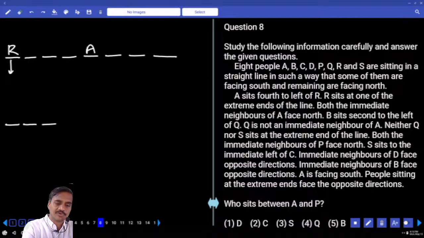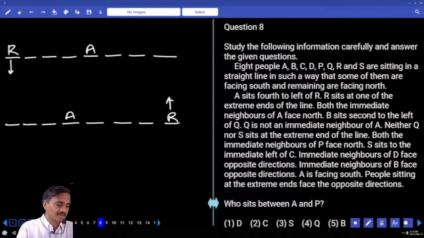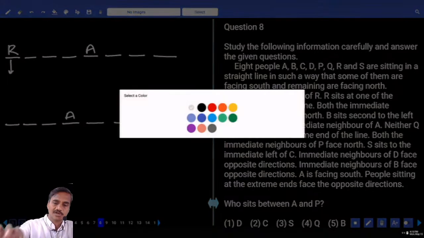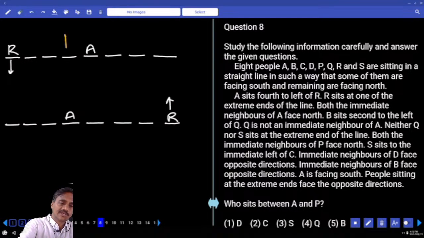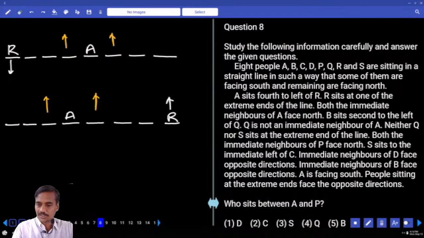Now there is one more possibility. If R is here, then A is here. Now R is facing towards north and A will be at this place. A is 4 to the left of R, R sits at one of the extreme ends, and both the immediate neighbors of A face north. Here also the immediate neighbors of A are facing towards north.